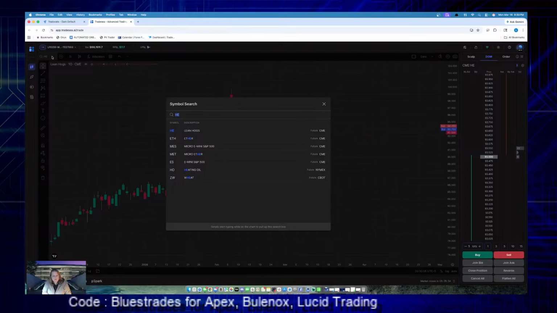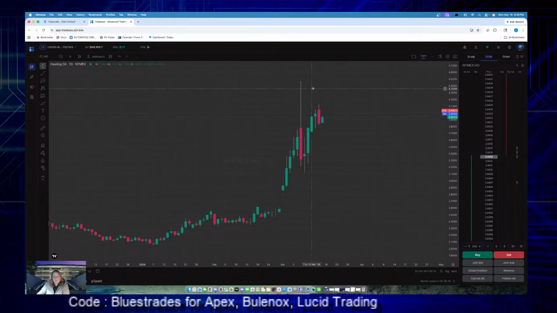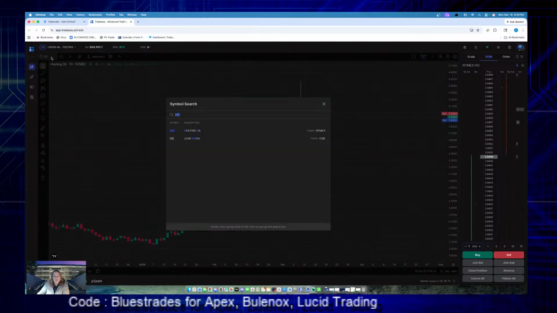Let's see. Let's look at heating oil. All right. Huge TTO. Now we're inside this big mother bar range here until they get out of that. So we had an inside day there on heating oil.